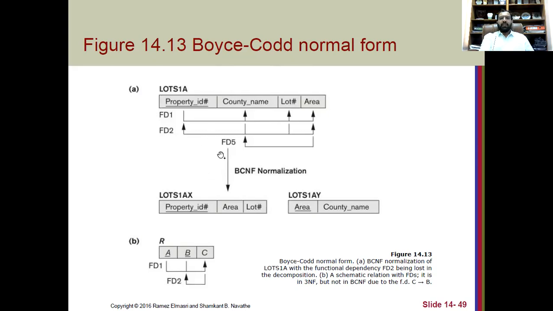So here you can see the area and the lot. Area determines the county name, and the lot determines the area. So area and lot are actually the independent ones. So the area or lot will be represented with the property ID. And since area determines the county name, area and county name will be represented in a separate relation.